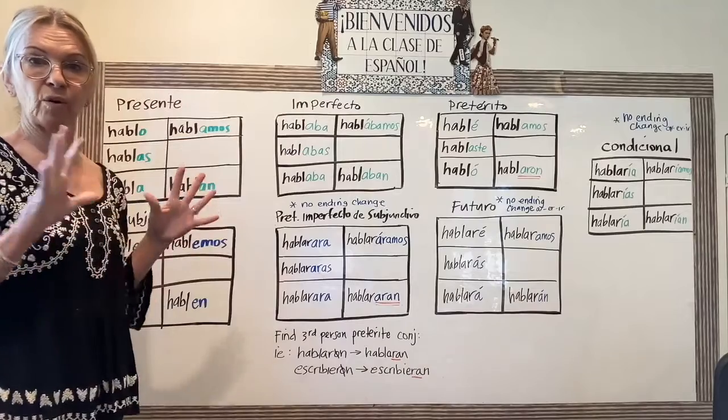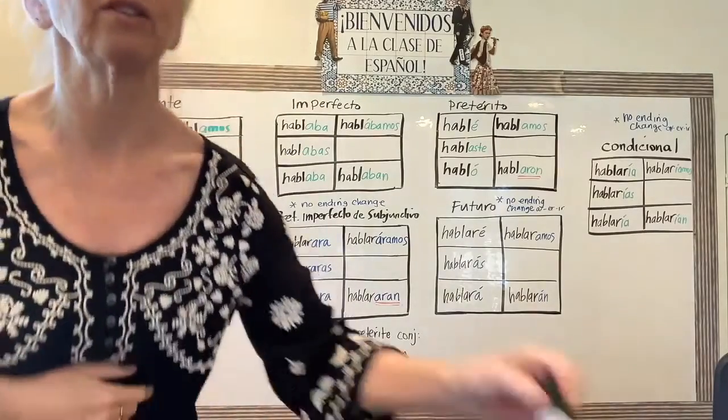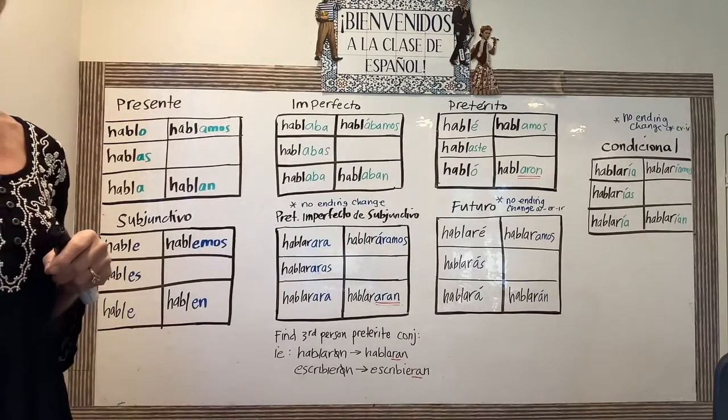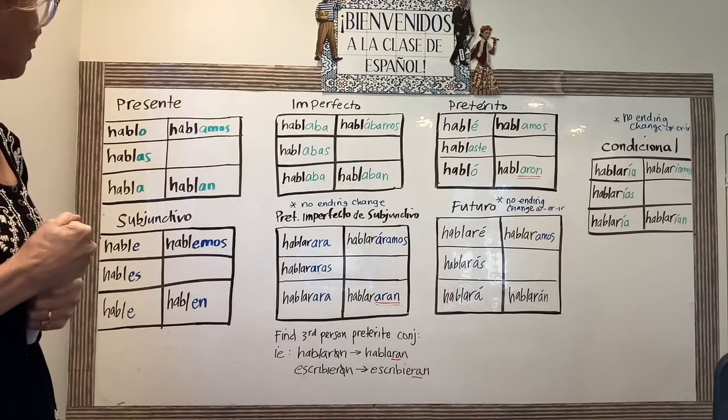So right now we're going to start with AR verbs. Okay, so all of these conjugations are with the AR verbs. Okay, verbs in the AR. And then we will move on and do ER, IR verbs on all these conjugations.